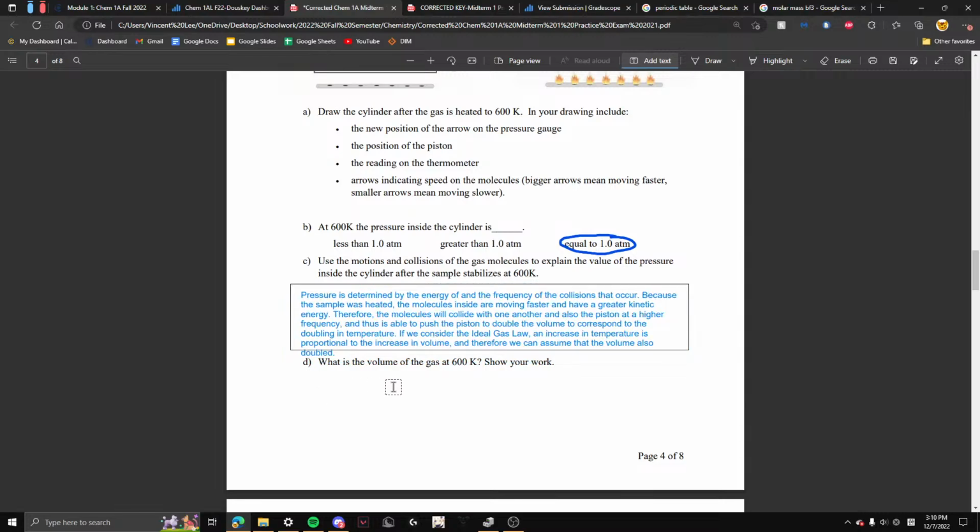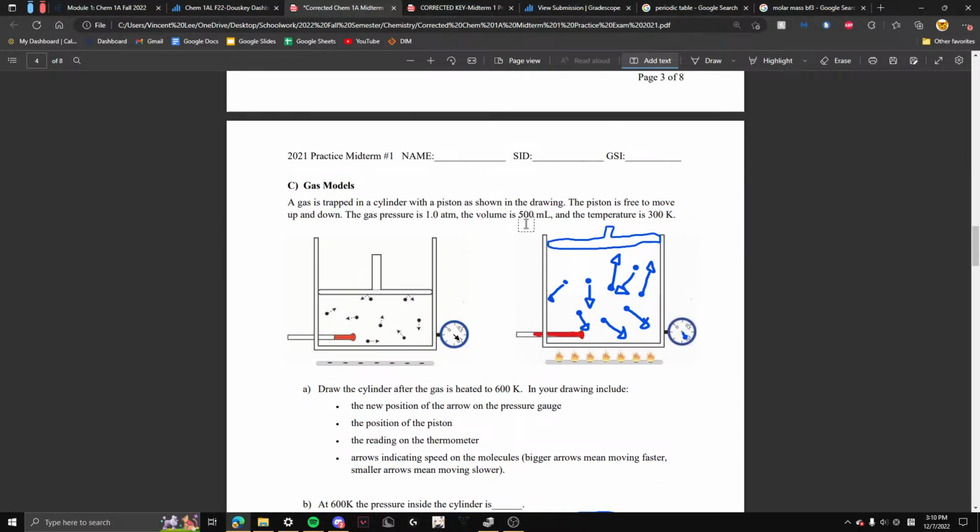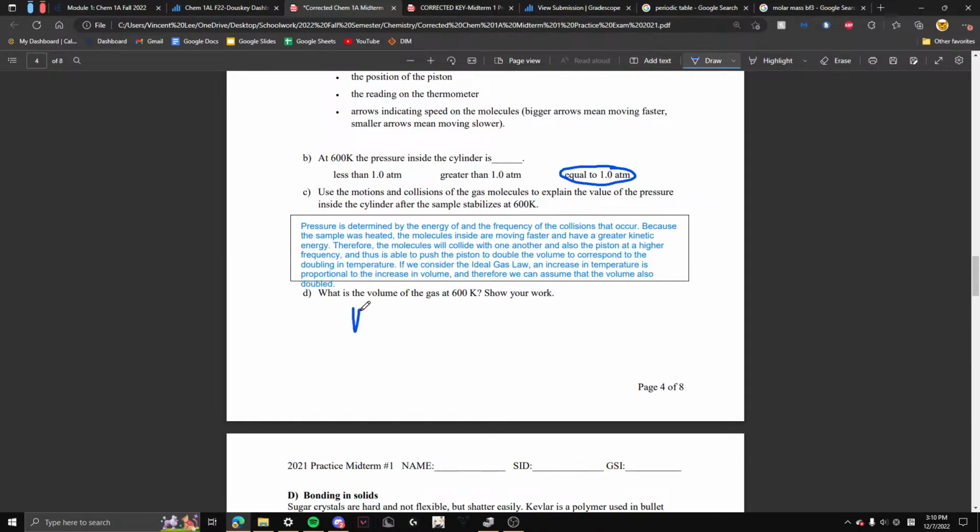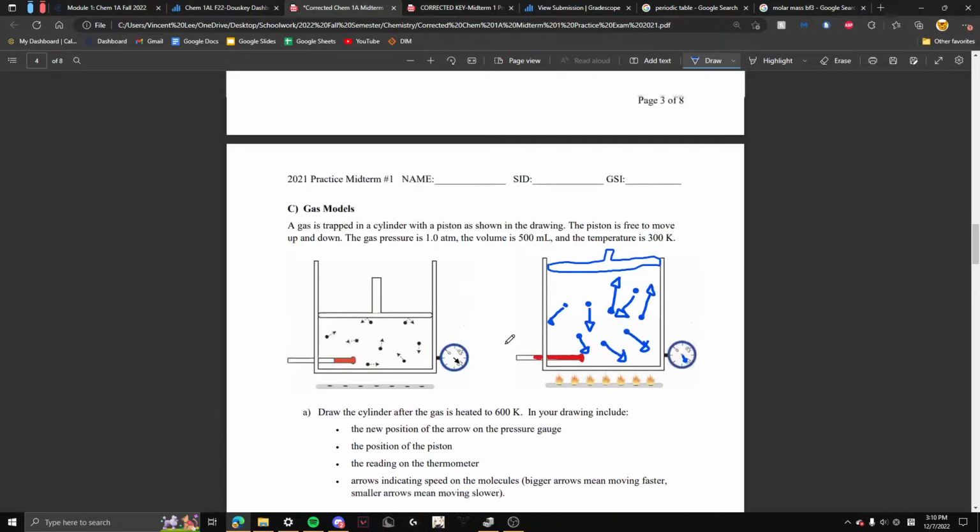What is the volume of the gas at 600K? Oh my god. 1 liter. Because PV, or actually you could just do Le Chatelier's principle, I think, where if it's proportional, P1 is equal to P2 T2. I think this is right. Yeah, because if this doubles, this has to double. Yeah. So P1 is 300, T2 is 600. So it's going to be, oh, P1 is also 1.